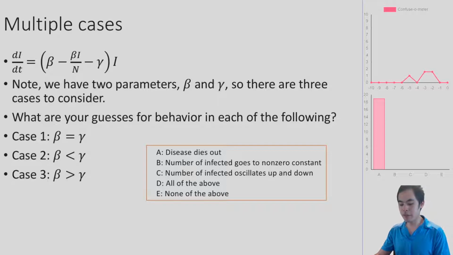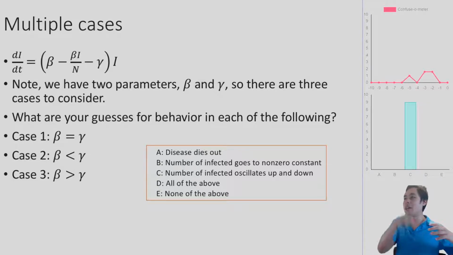And lastly, if beta is greater than gamma, well then let me just go ahead and say bad stuff happens when beta is greater than gamma. So it turns out that, okay, it's not quite C actually. The answer here is B. The number of infected goes to a non-zero constant. We don't have enough parameters to have oscillatory behavior.